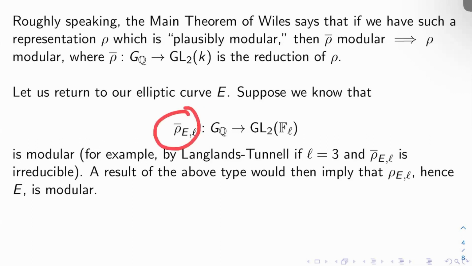Okay, so let us return to our elliptic curve E. Suppose we know that rho-bar_{E,l} from G_Q to GL_2(F_l), so this is the field of l elements, is modular. For example, by Langlands-Tunnell, if l was 3 and rho-bar_{E,l} is irreducible. That might be a setup we might find ourselves in. I wonder if that'll come up. A result of this type would imply that rho_{E,l}, hence E, is modular. And so the reality of the situation is we just have to prove this. You have that the reduction of your representation is modular, and you have that the representation itself is plausibly modular. You want to prove that the representation must not only be plausibly modular, it must be actually modular.